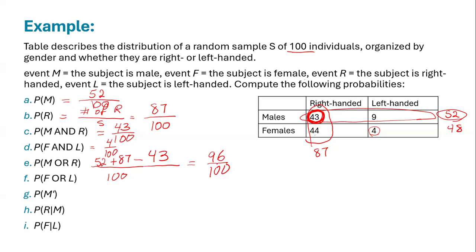Next part, find the probability when we have a female or left-handed. "Or" means all together. How many females do we have in total? We have 48 females. How many left-handed do we have in total? 9 plus 4, which is 13. But I see there is an intersection between these two, which is 4. Those 4 are double counted, since they are in both groups. So I need to subtract those 4 to avoid counting them two times. So now 48 plus 13 minus 4 is 57 over 100.